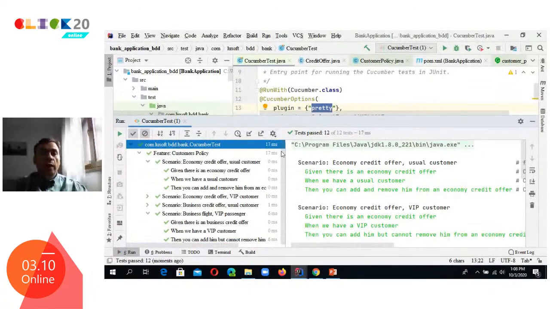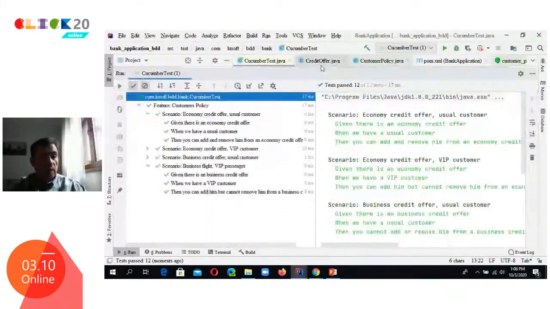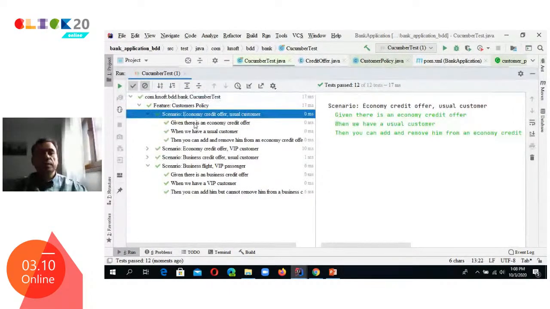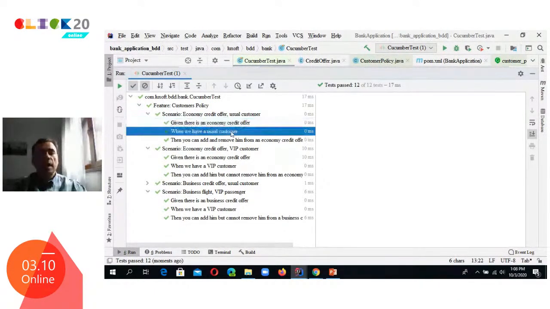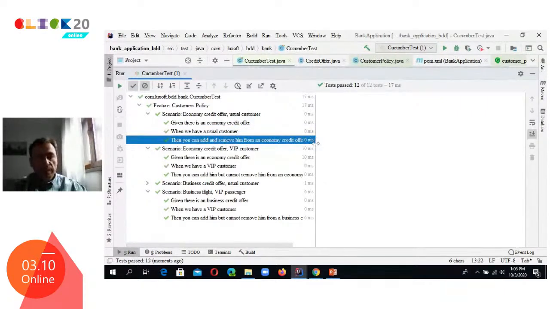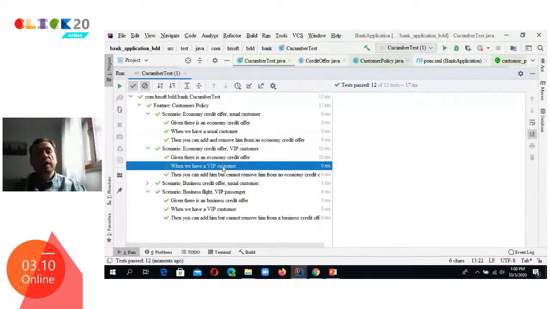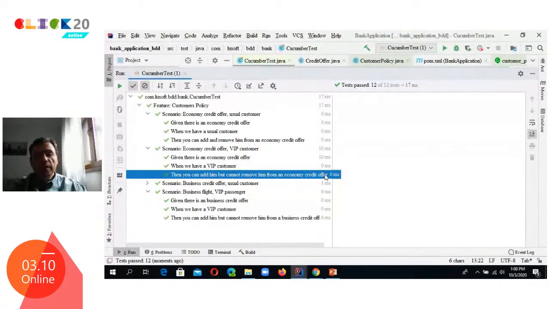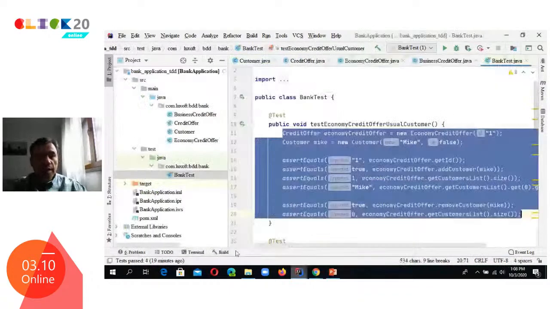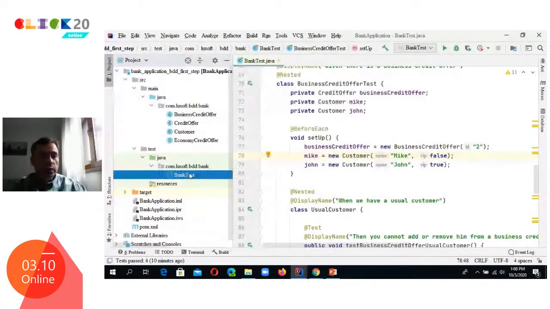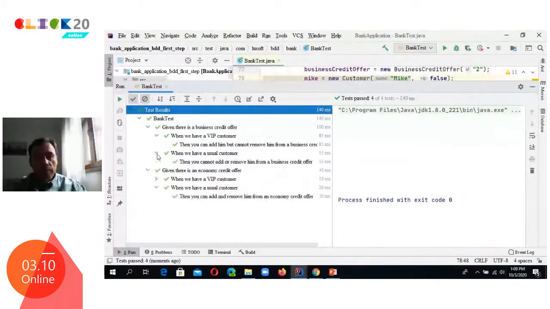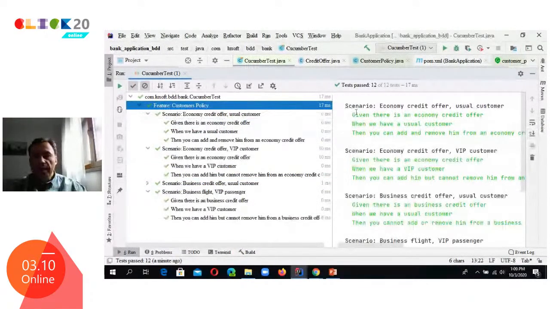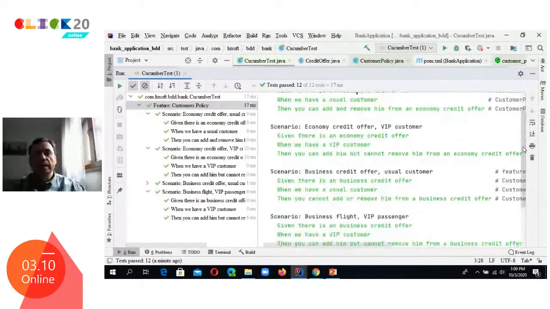Look, we are really having something nice. We can read the steps very quickly, and they are on one level. Given there is an economic credit offer, when we have a usual customer, then you can add and remove him from an economic credit offer. Given there is an economic credit offer, when we have a VIP customer, then you can add him but cannot remove him from an economic credit offer. It is even easier to read than in the case of this previously executed bank test that was using only JUnit 5. Here you needed to go on some path on the hierarchy, while here each scenario is compacted. And if you would like to see everything at a glance, you have everything here displayed in a pretty way.